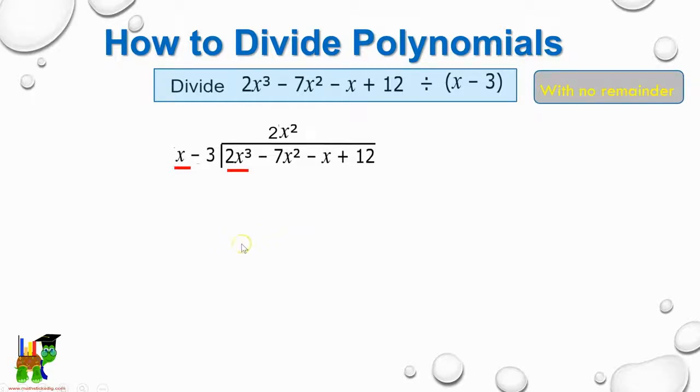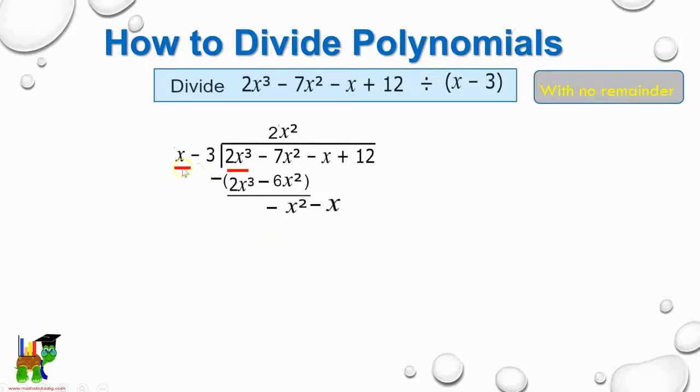So first we have x. 2x squared times x is 2x cubed. 2x squared times negative 3 is negative 6x squared. So subtracting that, 2x cubed minus 2x cubed is 0. Negative 7x squared minus negative 6x squared. So I have a minus and a minus here, which becomes positive. Negative 7x squared plus 6x squared is negative x squared. Minus x, bring down the next term, which is x.